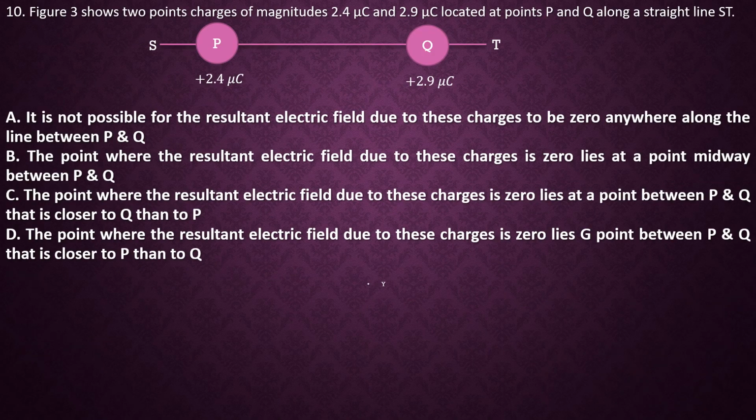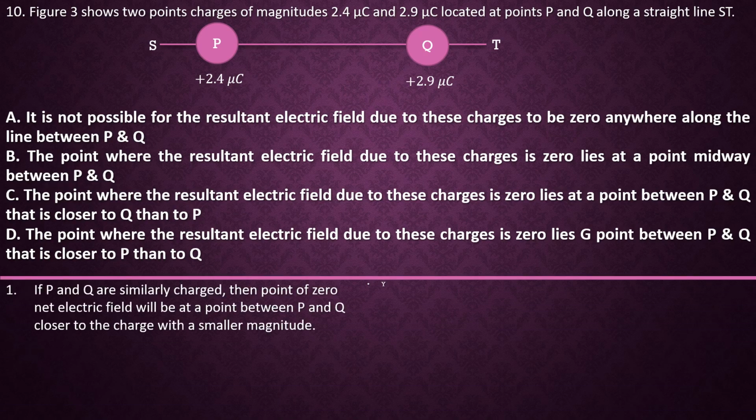The figure shows 2 point charges located at points P and Q along a straight line ST. Just quickly, let me make some clear points for you to note for point charges in electric fields. If P and Q are similarly charged, then the point of zero net electric field will be at a point between P and Q, closer to the charge with a smaller magnitude. If P and Q have equal charge, maybe both 2.9 microcoulombs, then the point where the resultant electric field is zero will be midway between them. But if they are not equal, then the point will be somewhere along the line joining their centers, but closer to the one with smaller magnitude, which is going to be closer to P here.